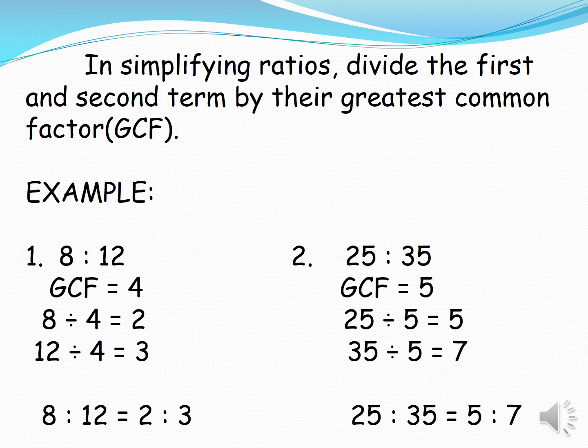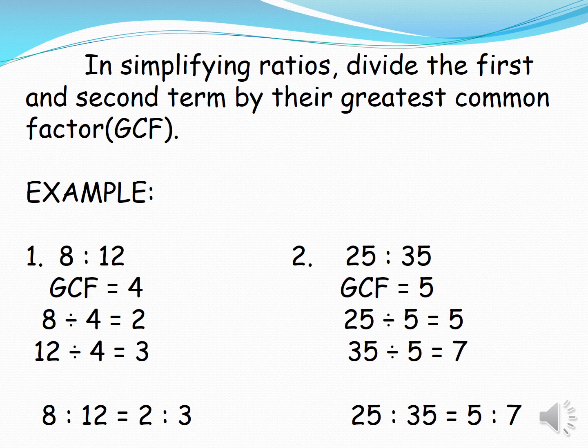In simplifying ratios, divide the first and second term by their greatest common factor or GCF. Example, 8 is to 12. The GCF of 8 and 12 is equal to 4. So divide both the first and second term by their GCF. So 8 divided by 4 is equal to 2. 12 divided by 4 is equal to 3. So we have 8 is to 12 is equal to 2 is to 3. So 2 is to 3 is the simplest form of the ratio.